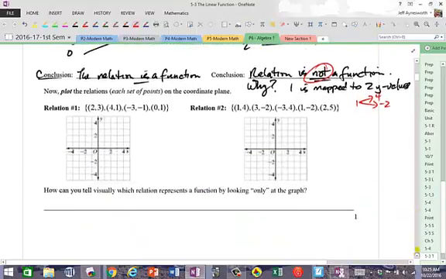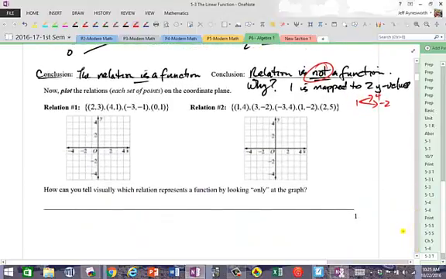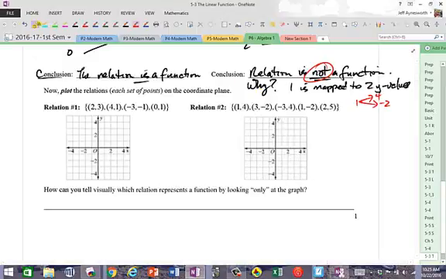So it's important that you know why the relations are not functions. That's why I put the why part down here, okay? So always be able to say why, because that really tests whether you know what's going on. Okay, so now on these two, I want to plot, okay? Plot means graph.